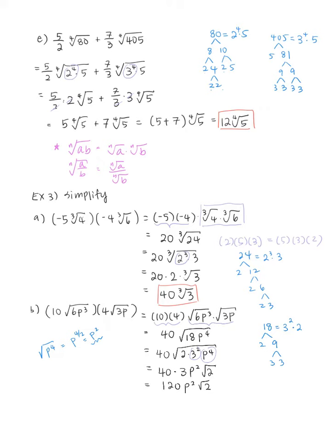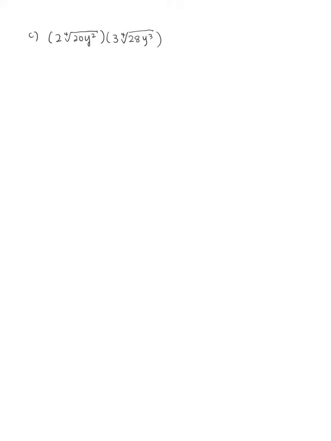Again, if you don't like that look, you can also rewrite it as 120 times the square root of 2 times p squared if you want, but they're all equivalent because everything's being multiplied. So here's our answer. Alright, now I'm going to ask you to try this problem on your own to see if you can get it or not. So please pause the video and try it.